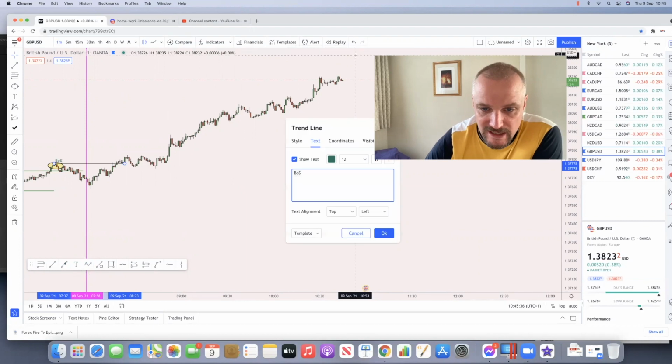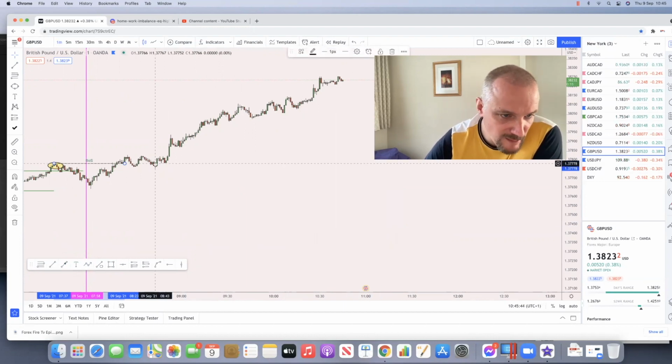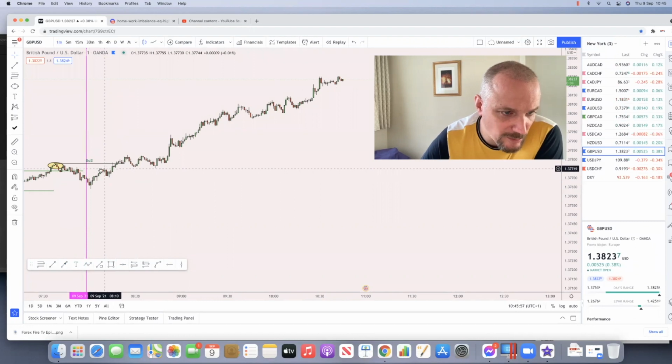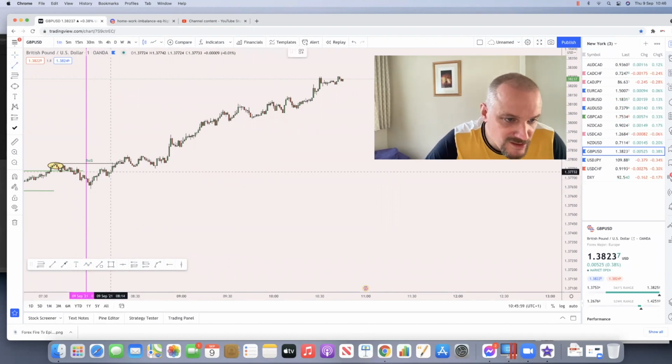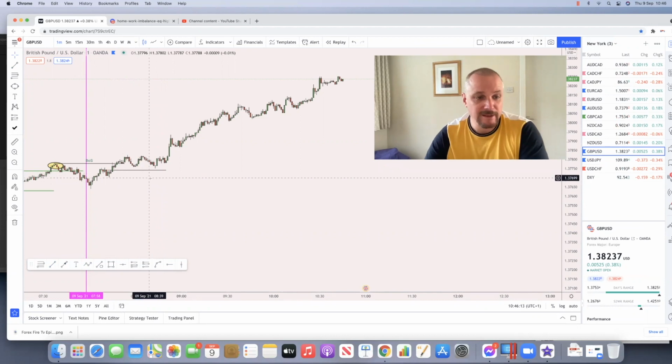Okay, the BOS is just meaning a break of structure. Okay, that break of structure came here. Okay, so we would be looking at an entry of around about the last down, the last down before the up. So the last down before the up candle is generally this here. However, I would have possibly incorporated that. Didn't quite enter. Excuse me.